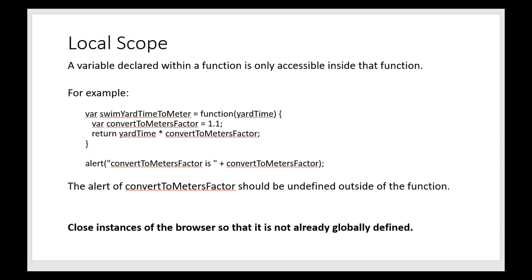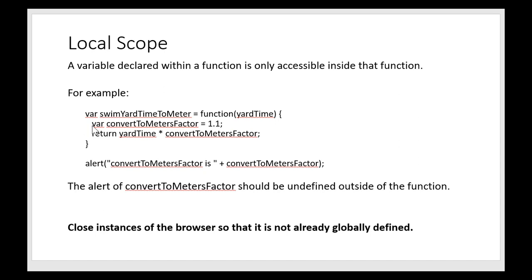Although we looked at local scope in the demo in the previous video, let's just recap what local scope is. Local scope is when a variable is declared within a function and is only accessible in that function. So if we look at this example here, the variable convert to meters factor is declared, in other words, it has the var in front of it, inside the function. The opening curly brace is the start of the function, and the closing curly brace is the end, and that declaration is inside.